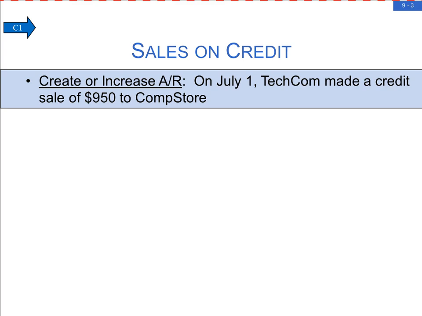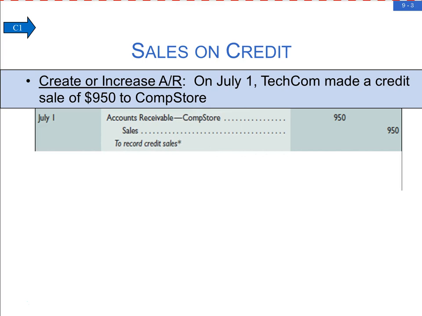We're going to recognize some revenue, which is called sales. And since CompStore is going to owe us $950, we would need to debit the accounts receivable, but the specific accounts receivable from CompStore. So if we don't already have an account, we would create a new Accounts Receivable - CompStore account. Notice that it's very simply written: we just put a dash and whoever the customer is right after accounts receivable.